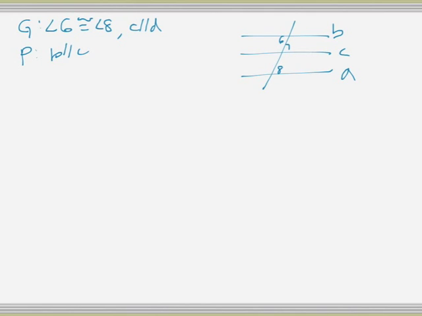In number 3, we are given that 6 and 8 are congruent and that C and D are parallel. So I can mark that information. 6 and 8 are the same size, C and D are parallel.